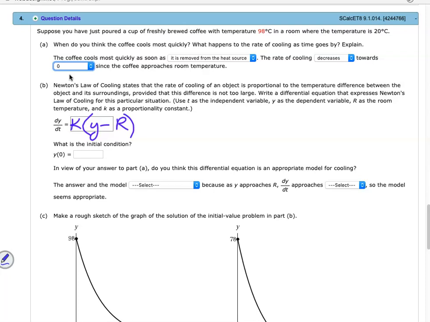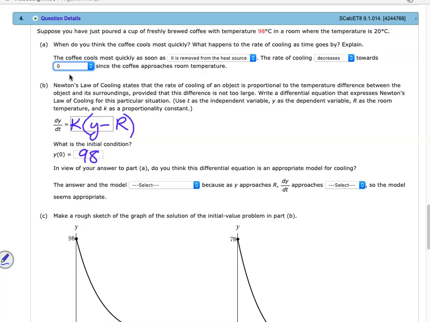All right, what does the initial condition mean? What's the temperature of the coffee at time 0? 91. Okay, 91 for you? Sure. Mine's 98, yours can be 90, whatever it is. 95. Oh my gosh, mine is 95 too.